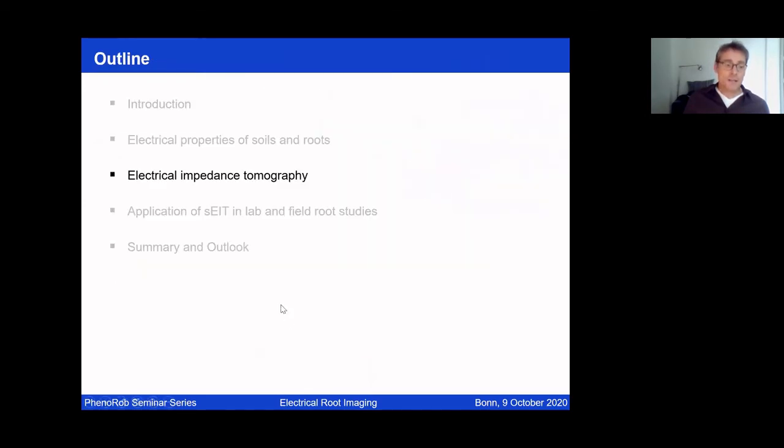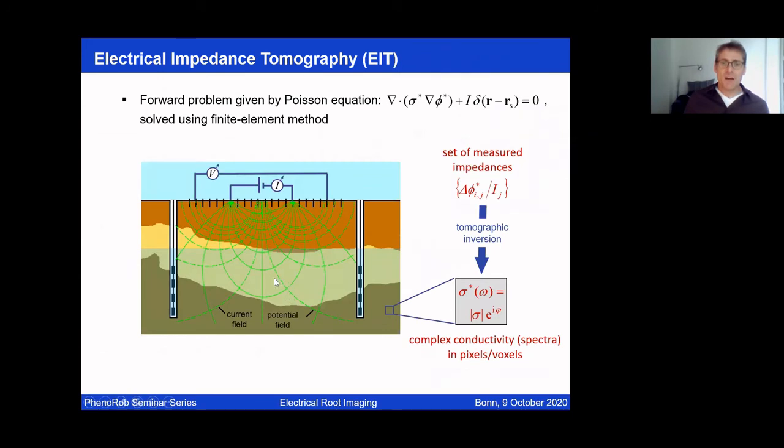Okay, so now coming to the principles of the imaging, and I think I can go through that a bit faster. I already mentioned that the forward problem is driven by a Poisson equation. So we have electrical conductivity, we have electric potentials, we measure these ratios of potential differences over current, which, if it includes phase shift, represents an impedance. These are inverted, using tomographic inversion schemes, into a complex resistivity or conductivity spectrum at pixel or voxel scale.